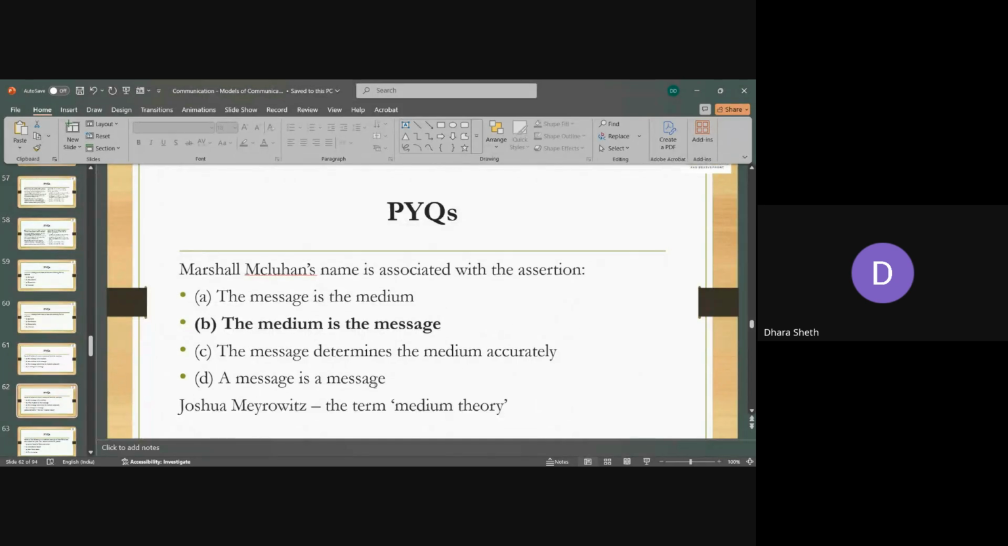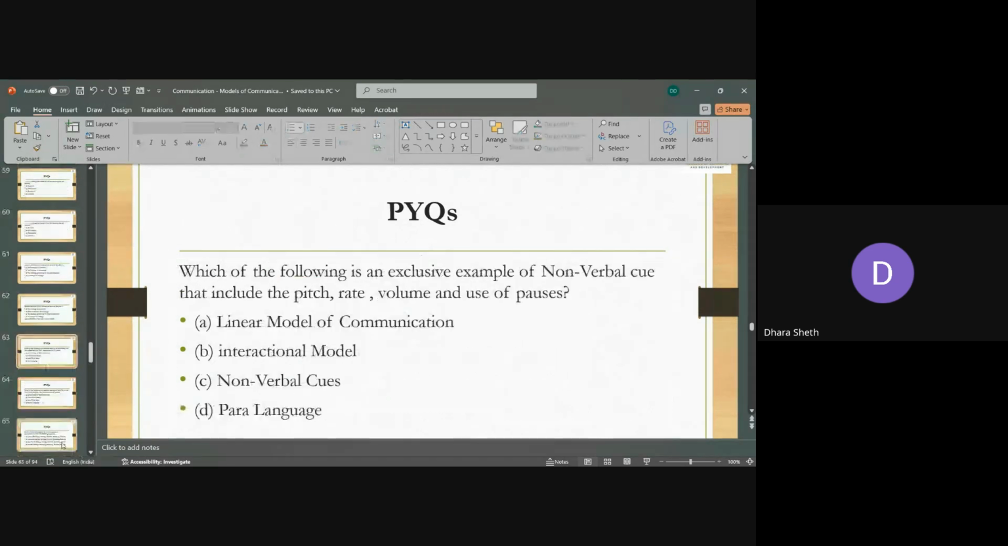The medium is the message. And there's one more person, Joshua Meyrowitz. He gave the term medium theory. Okay, the channel, the medium. So medium theory is given by him. So Marshall McLuhan, the medium is the message. They have also asked sometimes who gave this. So the answer is Marshall McLuhan. And Joshua Meyrowitz is one other name. He gave the term called medium theory.